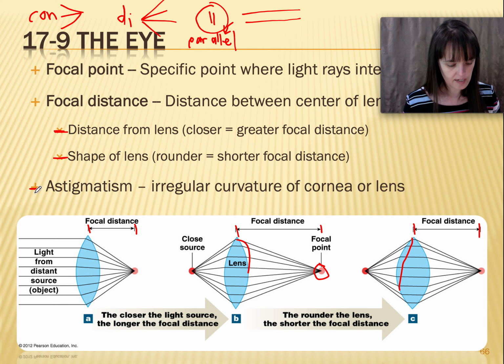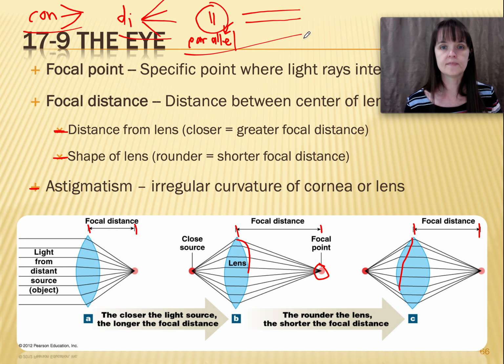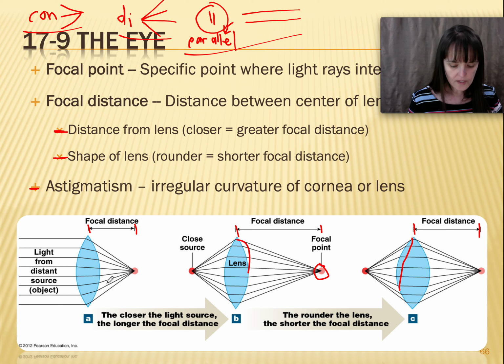So draw examples of light rays converging. Here you go. And diverging, spreading apart, and being parallel. There we go. Already did that. And then draw this picture. So the focal point is where they converge together, hopefully on your retina, not in front of it or behind it. The focal distance is the distance from the lens to the focal point, and we can change this focal distance with accommodation. We'll talk about that, converge, diverge, parallel. The effects of the shape of the lens and the distance of the object from the lens.